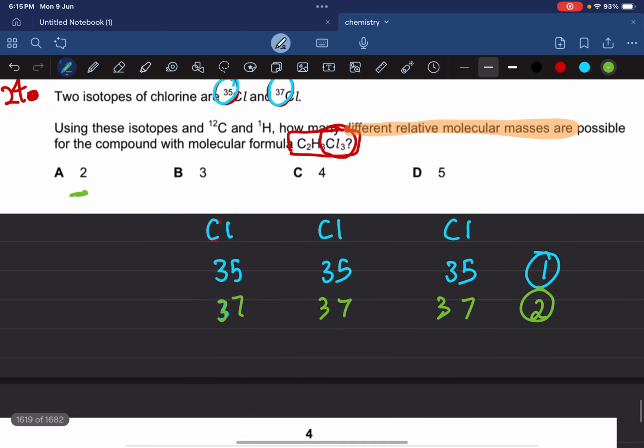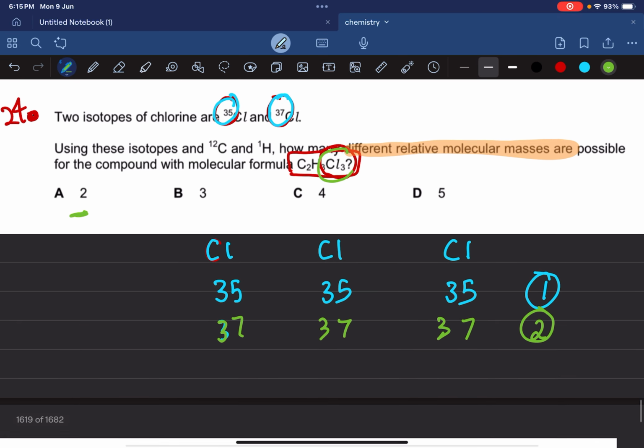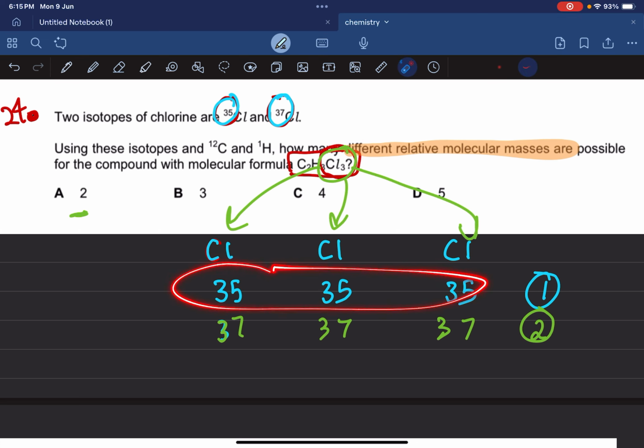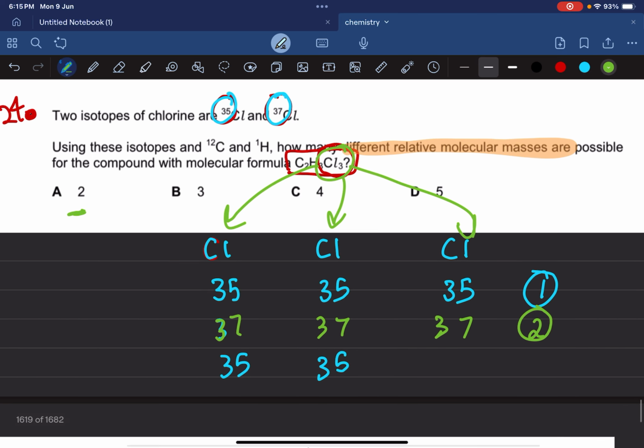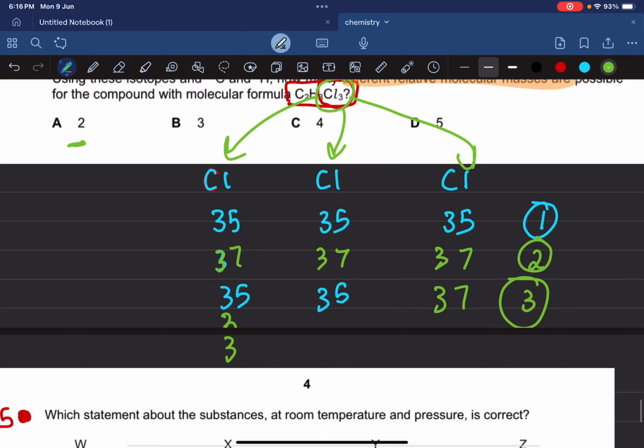Now, can I think of a third combination, because I need 3 chlorines? 1, 2, and 3. In first, I took all 3 of the same. In second, I also took all 3 of same. Now, what I can do, I can take 2 chlorines of 35 and 1 chlorine of 37. Don't you think that's going to work for me? That's also a combination. So I've created 3 different combinations. Can you create a fourth one? I can create a fourth one. What if I take 2 of 37 and 1 of 35? I created a fourth combination.